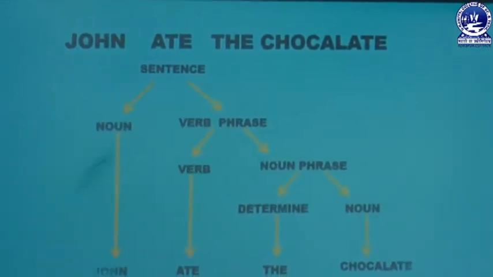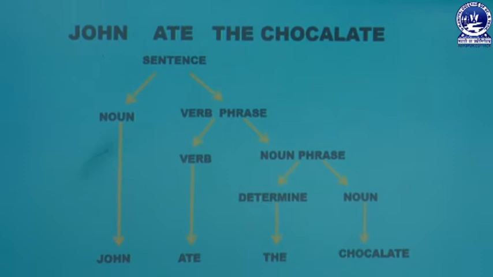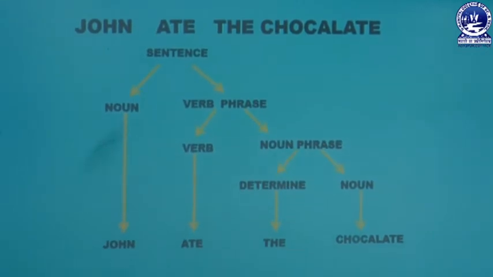Now, in this slide, I have given one example. Suppose the statement is "John ate the chocolate." According to the syntax analysis phase, the syntax analyzer takes the whole statement, all the tokens, and detects whether each is a noun, a verb, or a phrase. This structure is also applicable in a programming language, and this type of structure is called a parse tree.